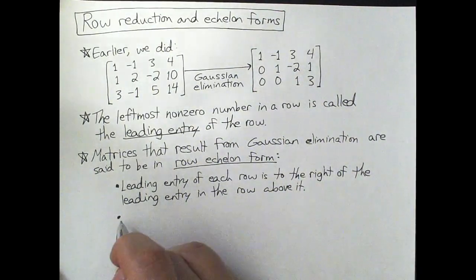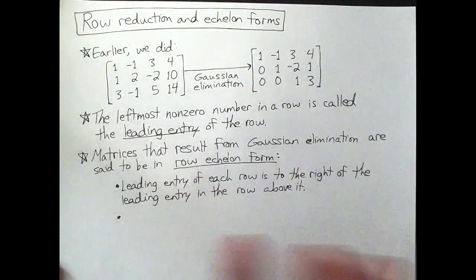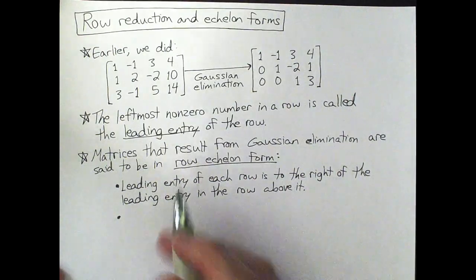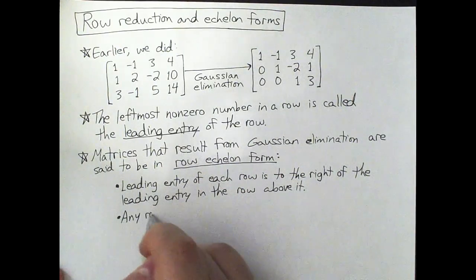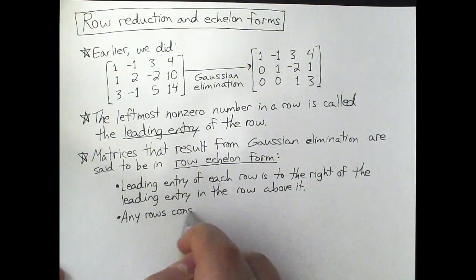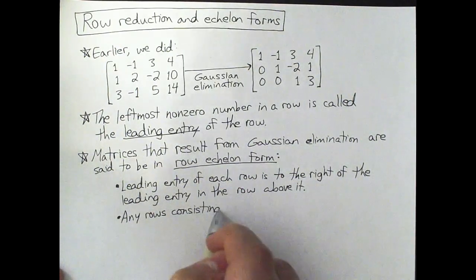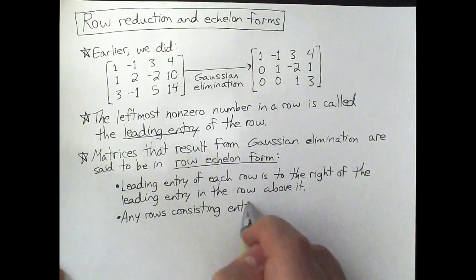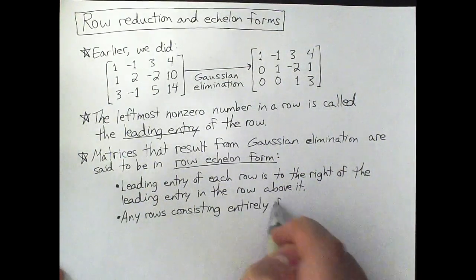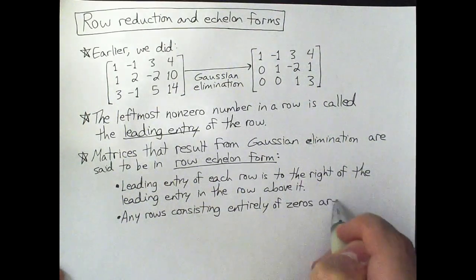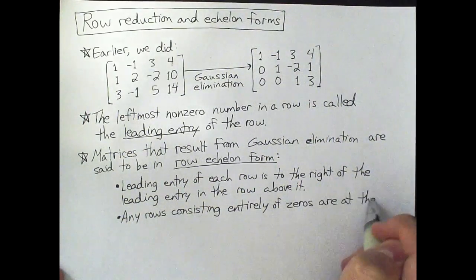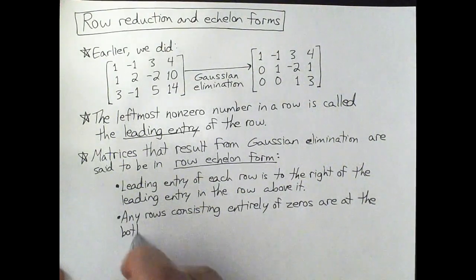And then the other requirement might not really be so obvious because this hasn't really come up yet, but there is also a requirement that any rows consisting entirely of zeros are at the bottom of the matrix.